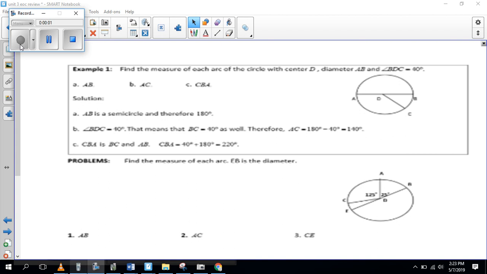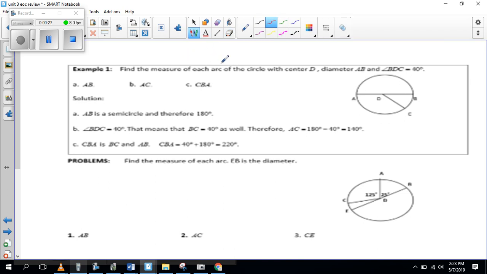The next one says find the measure of each arc. Remember, guys, an arc is a piece of the circle. For instance, like this circle here, this is an arc because it's a piece of the circle. And to me, this unit on your test, use the highlighter key. It's going to help you out a lot, okay?